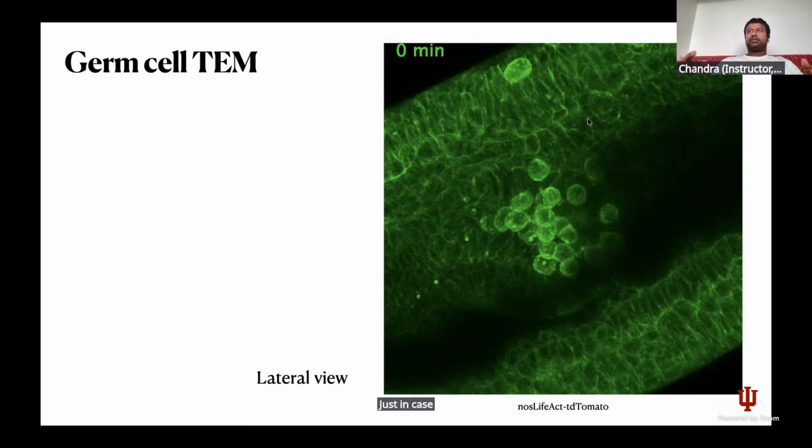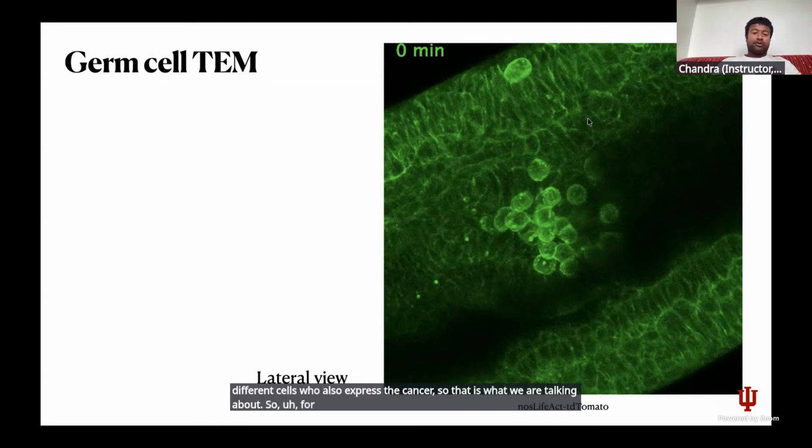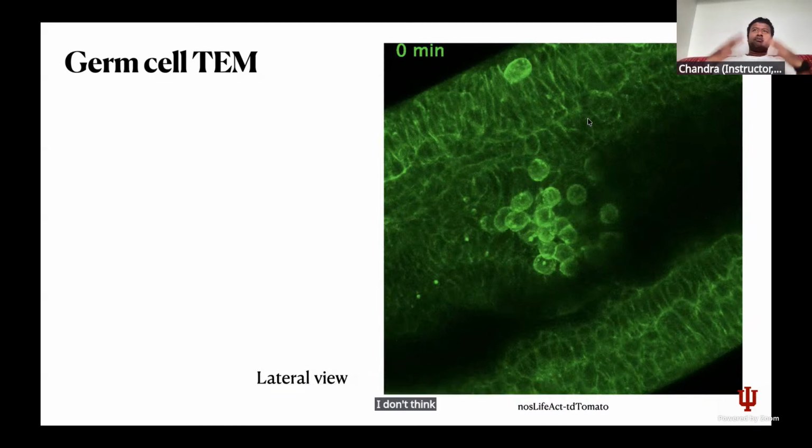Just in case, I assume E-cadherin here is just the adhesion molecule that is on the surface that promotes adhesion between different cells who also express E-cadherin. So that is what we are talking about. So for most of this talk, I don't think one needs to know anything more about the E-cadherin.